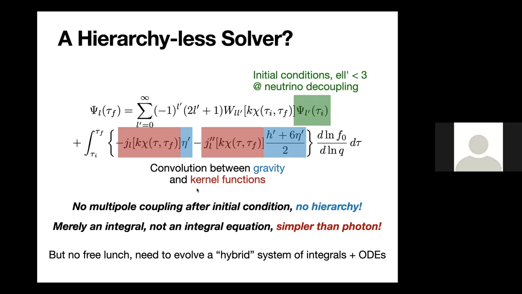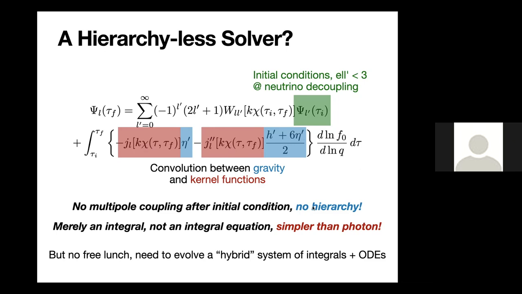The evolution part, which is given by the convolution, actually does not have any other multipoles appearing. So we don't have any hierarchy in this scenario. And the second point I want to make is why this is simpler than the photon case developed by Kamionkowski early this year: this result is merely an integral, not an integral equation, which means the neutrino multipoles do not appear in this integral. So after knowing how gravity behaves, we can just evaluate this integral without having to use an integral equation solver to tell us the evolution of the neutrino multipoles.